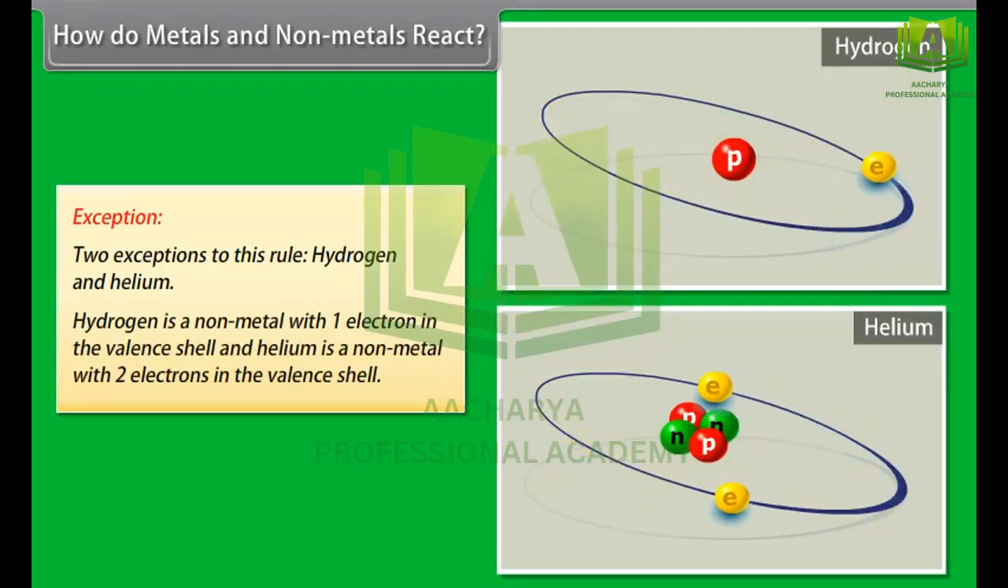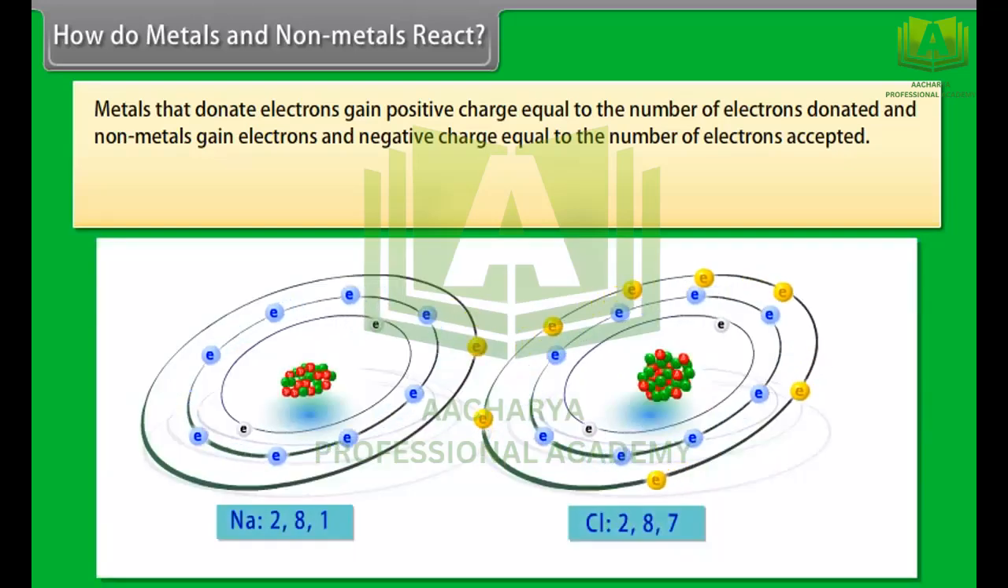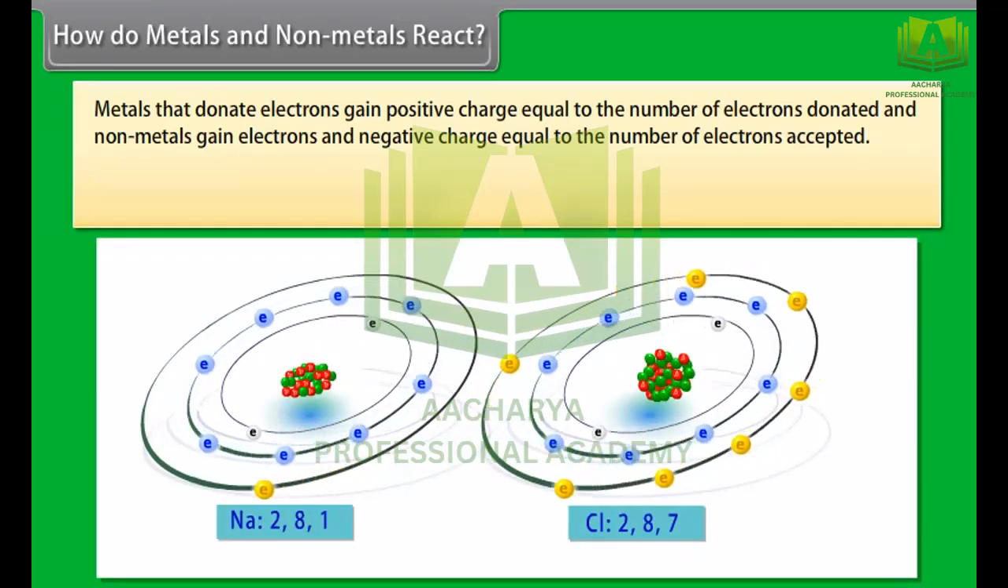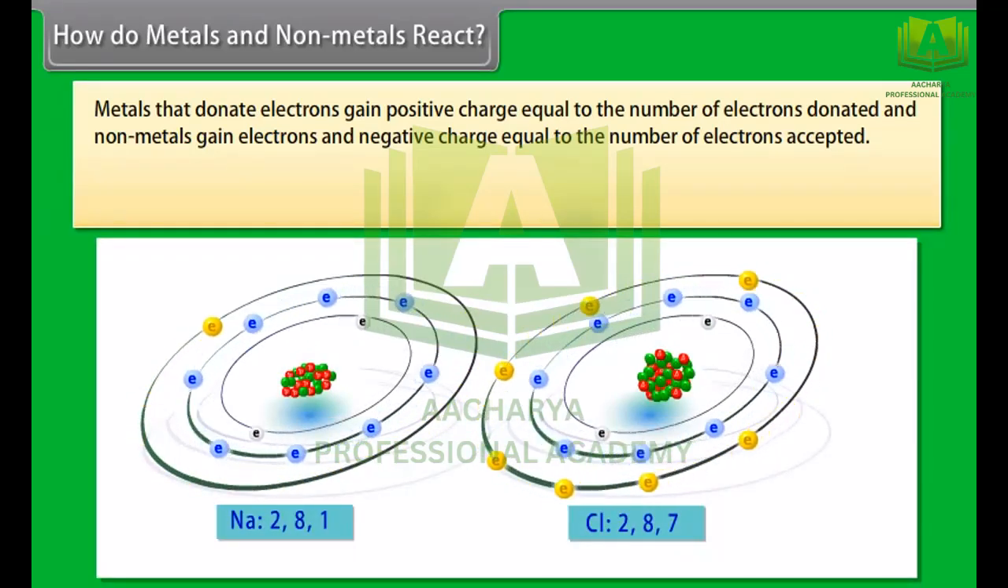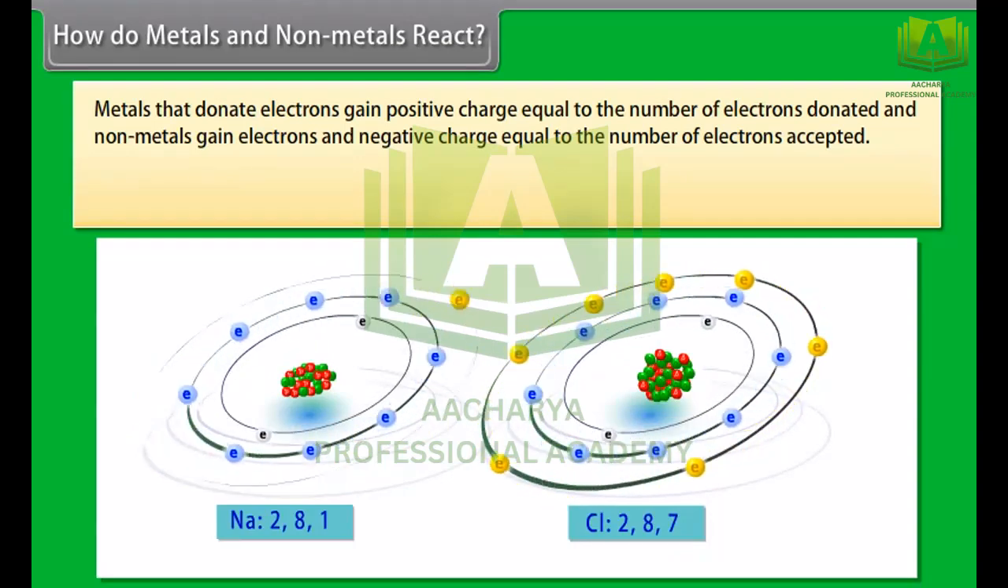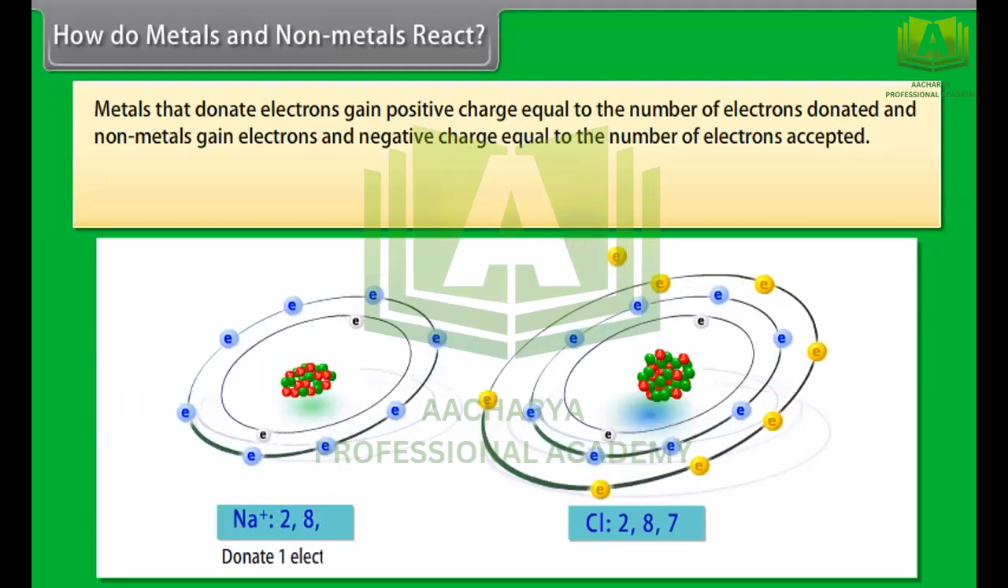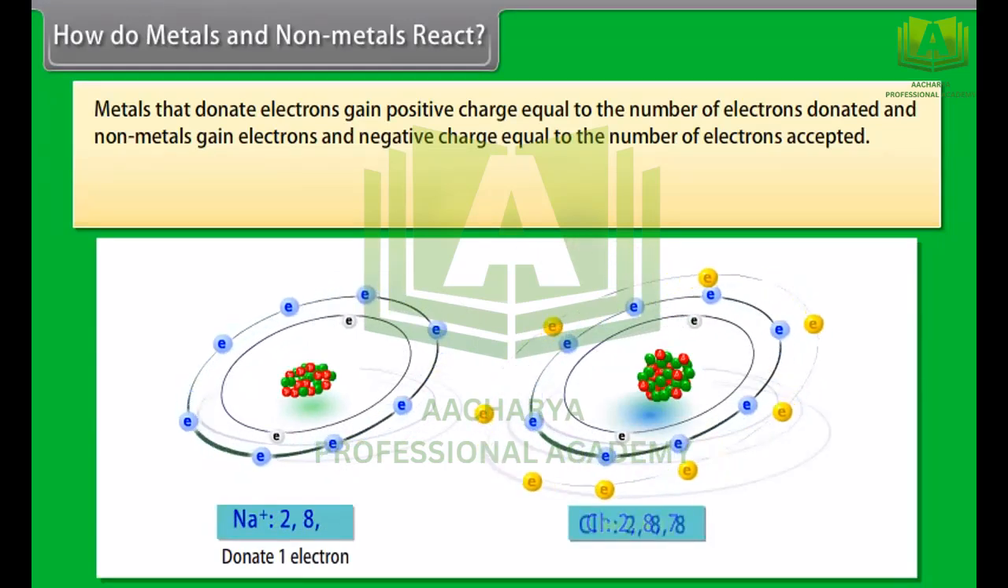Metals that donate electrons gain positive charge equal to the number of electrons donated, and nonmetals gain electrons and negative charge equal to the number of electrons accepted. When a metal atom donates 1, 2, or 3 electrons from its valence shell to another nonmetal atom that has the ability to accept these electrons, it is known as electrovalency.